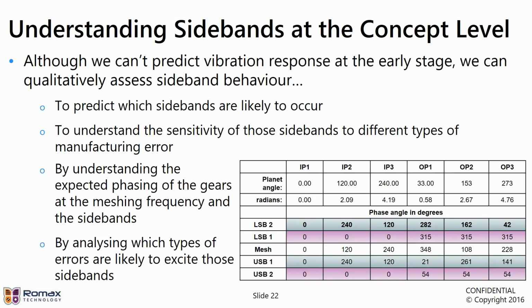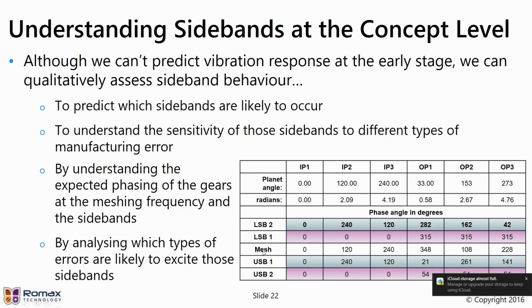What you see in front of you is actually just from a very simple spreadsheet for calculating those ideal phases. We can work out what the sideband phasing is likely to be, and from that we can understand what kind of errors are likely to cause those sidebands. So the table that you see here is from a gear set which is one of these gear sets with additional planetary gears. So we go from Sun to inner planet IP to outer planet OP to a ring gear. And there are 3 inner planets and 3 outer planets.